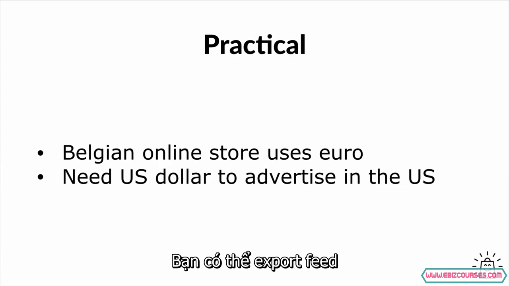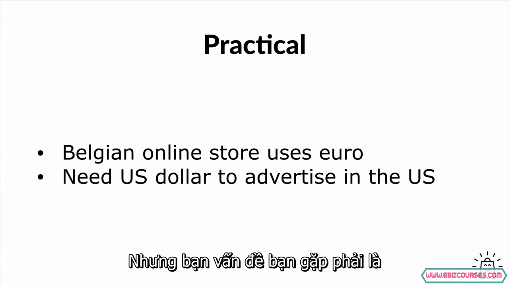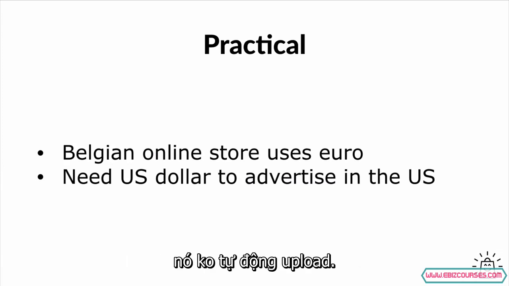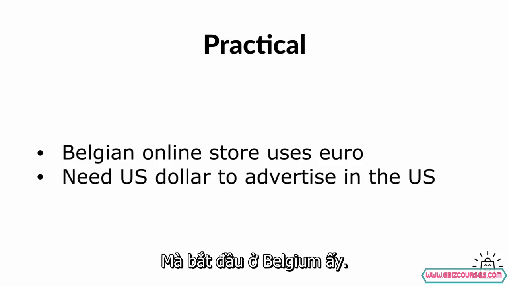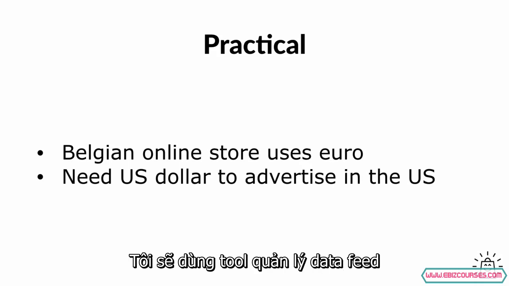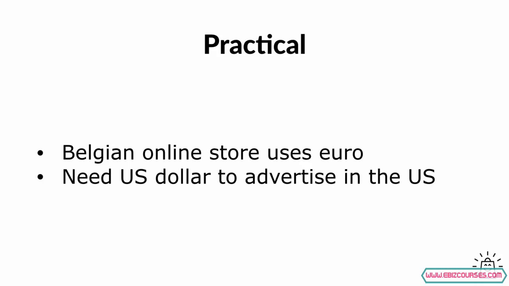You can get around that by exporting your feed or just duplicating the actual feed that you have and then uploading it in Merchant Center. But then again, you run into the problem that it doesn't get updated automatically. What I want to do is create a duplicate of the feed that I already have that's targeting Belgium, and I want to have one that's targeting the US. By default, the Shopify app can't do that. There might be some other tools or apps that I can use, but in this example, I'm going to use one of the data feed management tools, Channable, to do this setup.